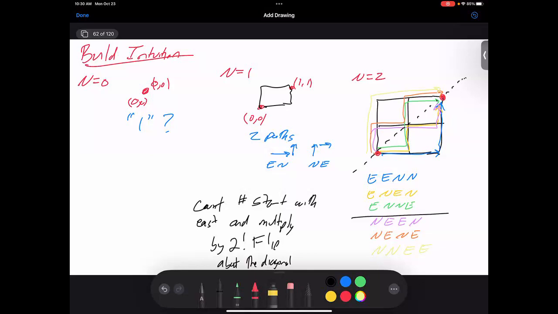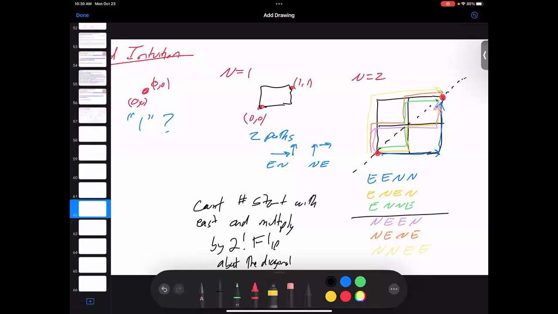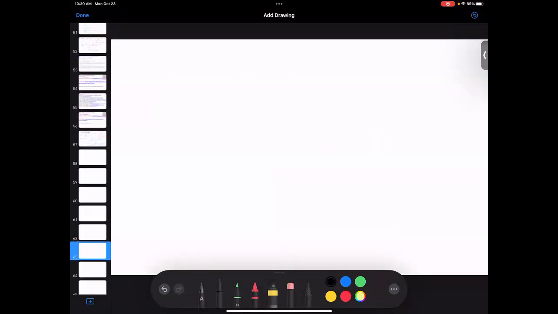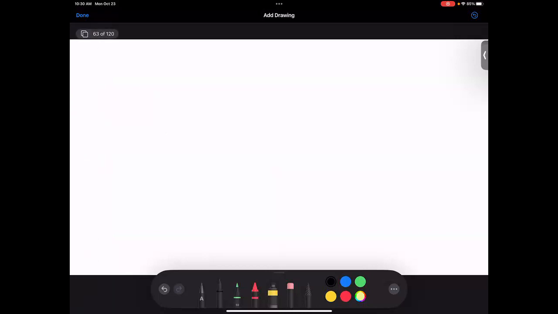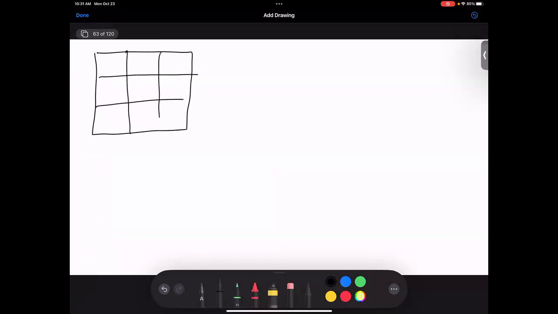So we have to figure out the sequence 1, 2, 6, or maybe 0, 2, 6, or maybe we should get some more data. So for the next one, we would have to do a 3 by 3, but we know we only have to worry about starting off with an east, right? So let's try to think about what's going on. So here's 1, 2, 1, 2.